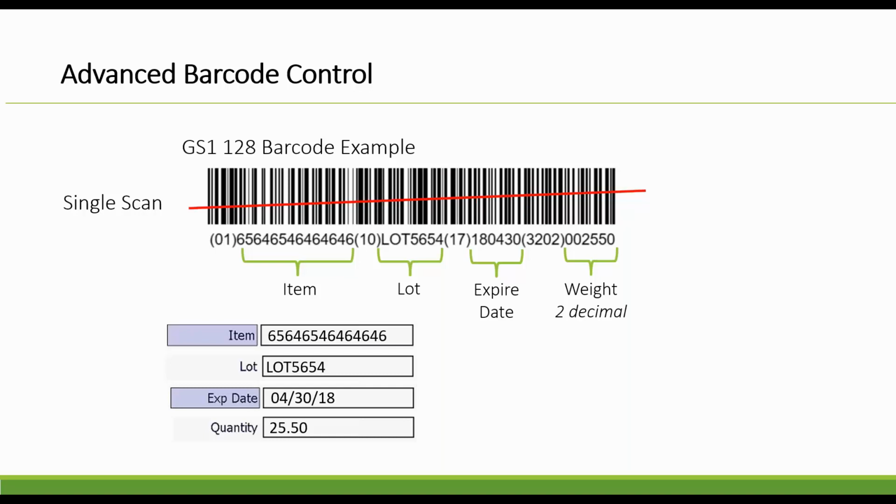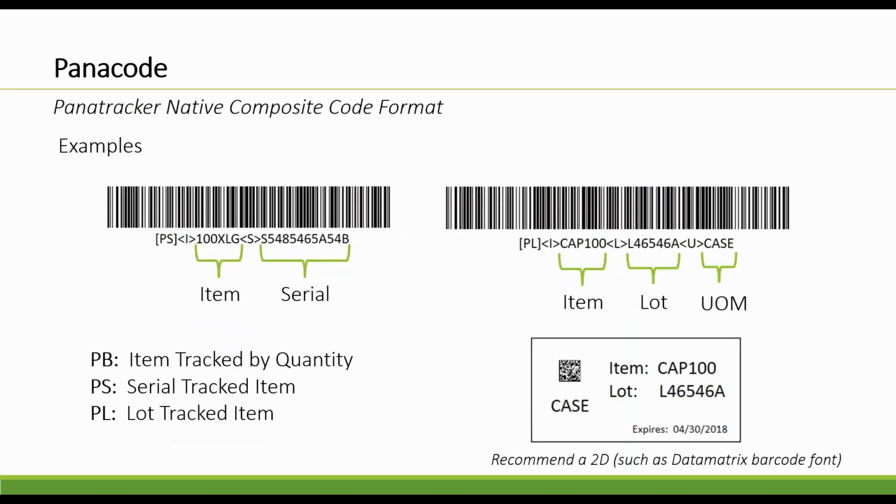If your team's not relying on industry standard barcodes, if you want something a little bit more your own, we've created the PannaCode composite format. This is a PannaTrack specific barcode format that allows us to incorporate any number of bits of information into a single barcode. My examples I have on the screen here.